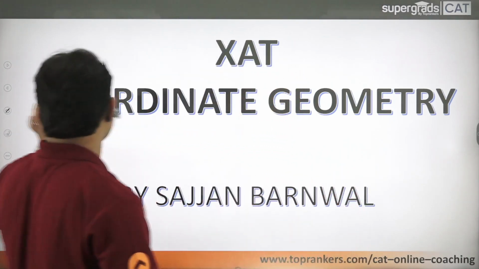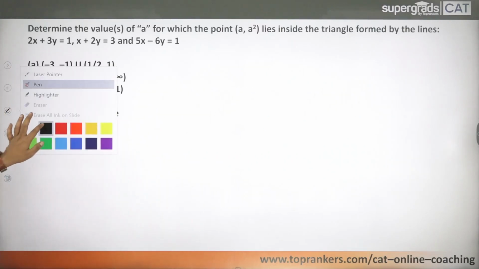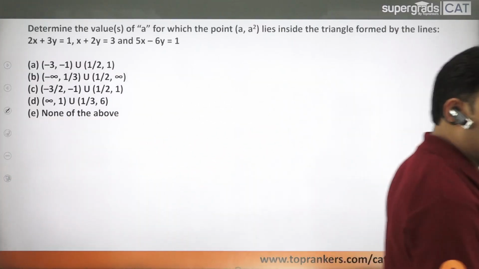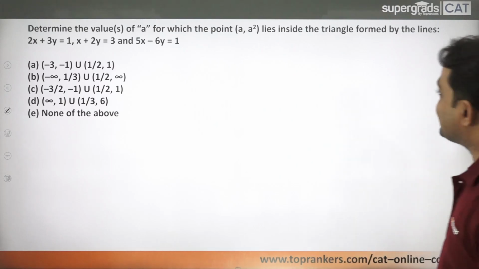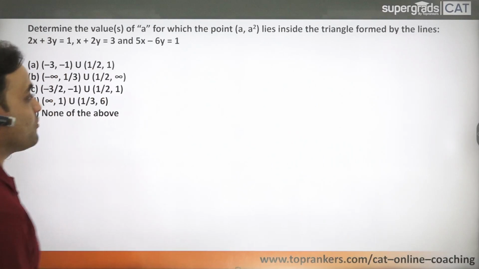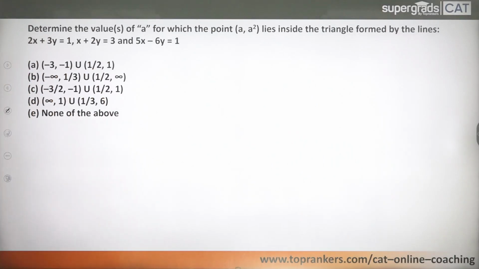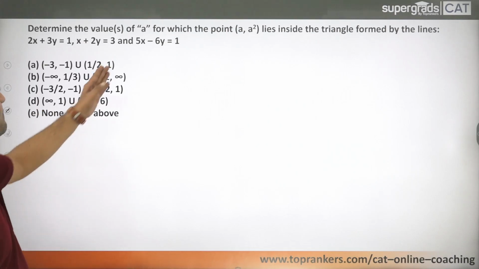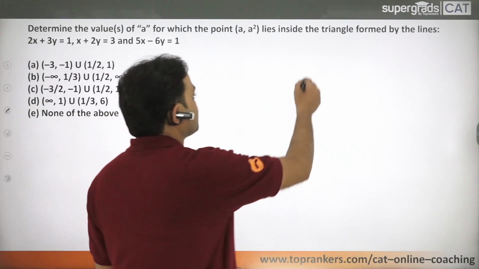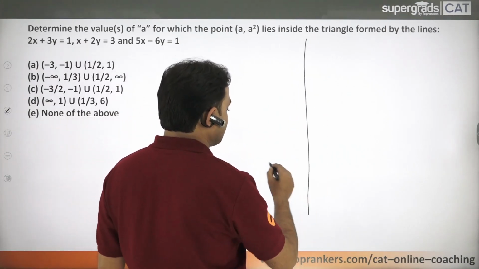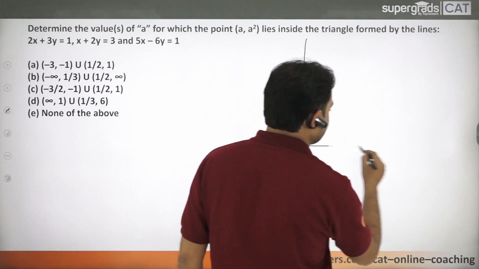Okay. Now, first question. You can read it and try to solve it. It says: determine the values of a for which the point (a, a square) lies inside the triangle formed by the lines 2x plus 3y is equal to 1, x plus 2y is equal to 3, 5x minus 6y is equal to 1. So what we need to do here is draw these three lines. We can try drawing these three lines like this.